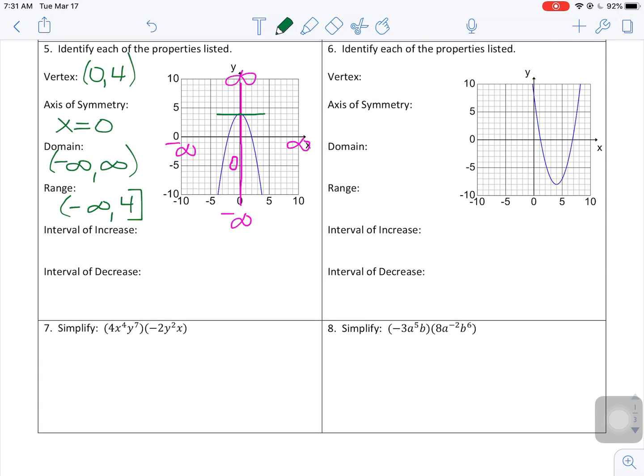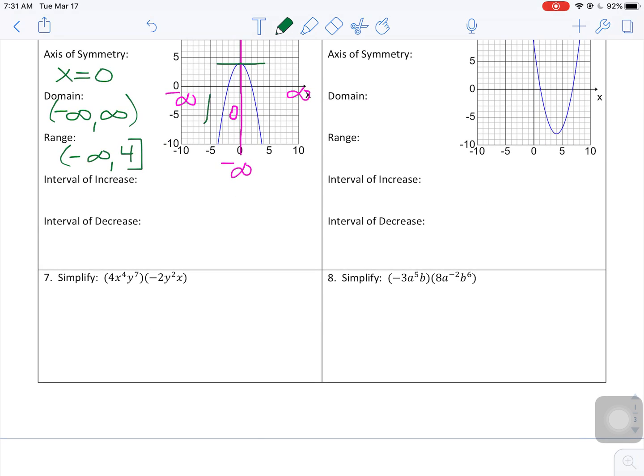For interval of increase, I want to look at the parabola from left to right. It's going up on the left side, right? It's going up over here. So from when x is negative infinity to when x is 0, that whole left side of the graph, we're increasing. And then keep going left to right. When x is 0 all the way until when x is infinity, we are decreasing, going down. So on this side, we're going down. I would pause the video and try number 6.